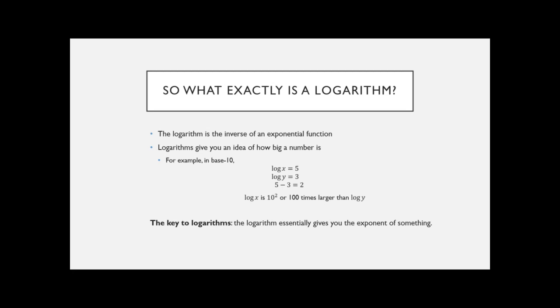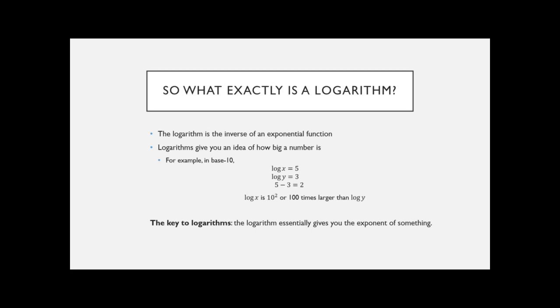Another example: let's say you have two things, where the log of one is 5 and the log of the other one is 3. The difference between 5 and 3 is 2. So the bigger one, the one that's log 5, is considered 10 to the 2, or 100 times larger than the one with log 3. It's not 2 times larger, it's 100 times larger, because these are exponents. So these are really helpful if you're dealing with really large numbers or really small numbers.